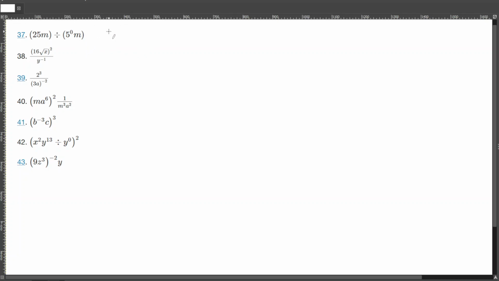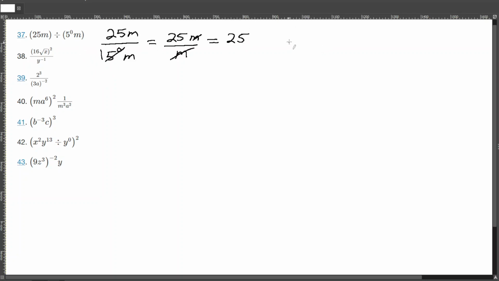So for this one, it looks like we have 25m over 5 to the 0 m. So this 5 to the 0 is going to simplify to 1 right off the bat, and that's just going to be 1 times m. So we have 25m over m. Now m over m is going to cancel each other out, and that'll just be 25. So that's how we go about 37.